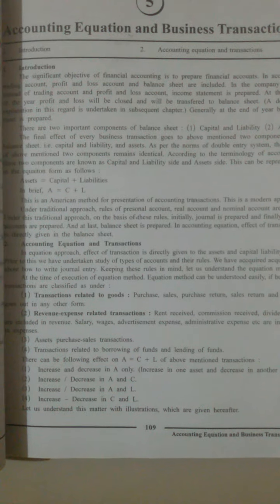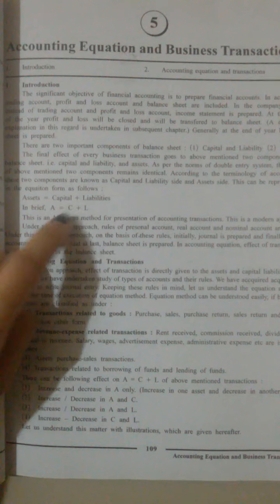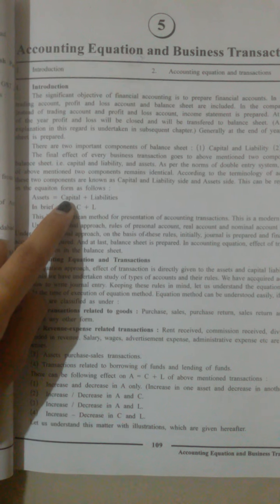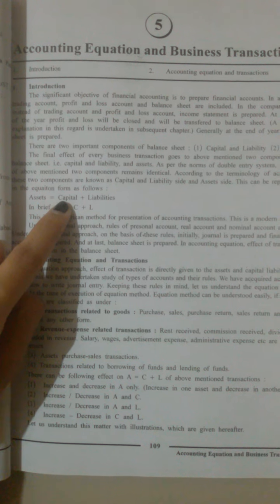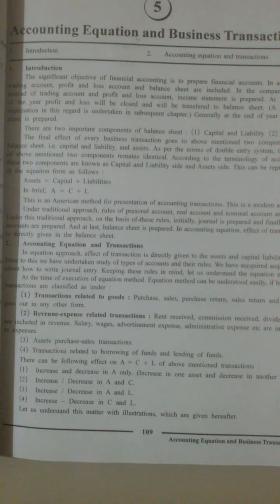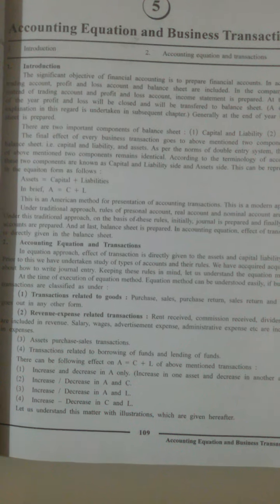For example, if you are asked to find the assets, and capital and liability are given, you can easily find out the assets. But if you are asked to find out the capital, and assets and liabilities are given, then obviously assets minus liability equals capital. This way you can find the capital also. So please remember this accounting equation, that is assets equals capital plus liability.